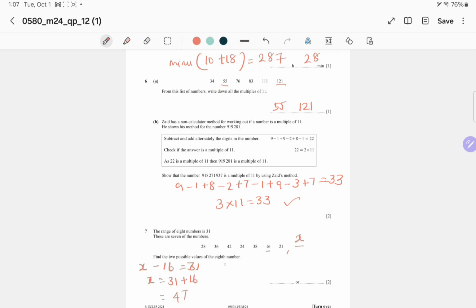Similarly, the next part, okay, x, the highest number is 42. So x minus 42 equal to 31. Okay, 1 minute please. I will rewrite the question. I made it wrong. So it is 42 minus x equal to 31. So x is equal to 42 minus 31, which is equal to 11. So the lowest possible number may be 11. The highest number may be 47.